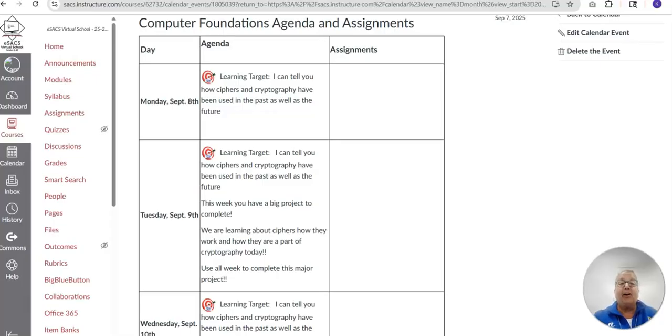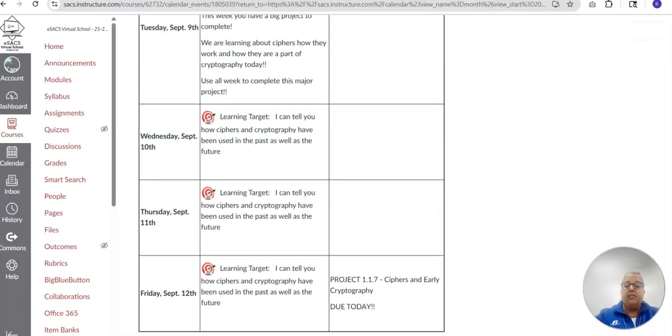You can see I have our calendar or our agenda up today, and I'm just going over what you are going to be working on this week. So you can tell we're going to work on ciphers and cryptography. All week long, you're going to work on project 1.1.7. It's ciphers and early cryptography. It will be due on Friday.